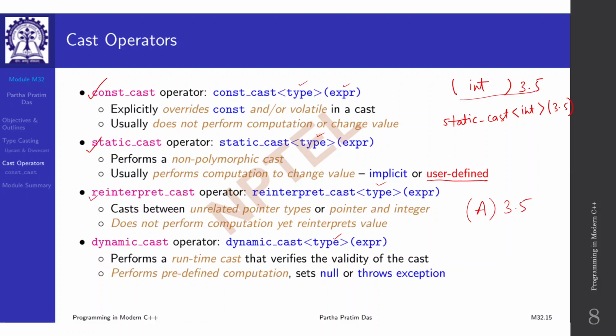Now a reinterpret cast is used for pointer types. It is used to cast between unrelated pointer types. So the important thing is that it is used to cast between unrelated types, or a pointer and an integer.